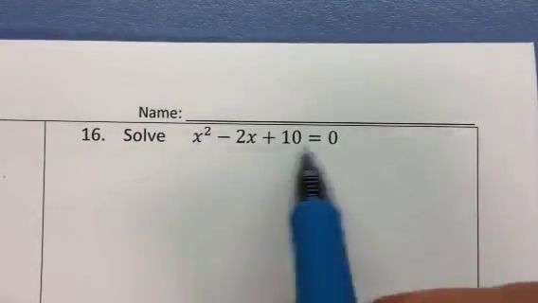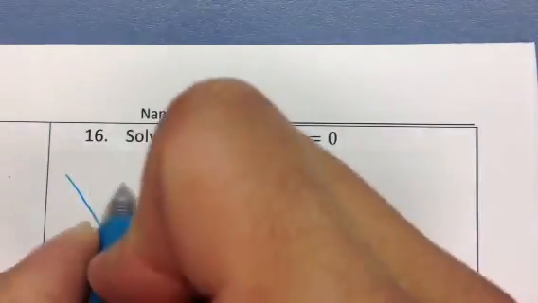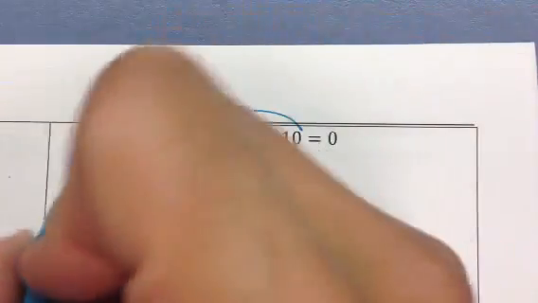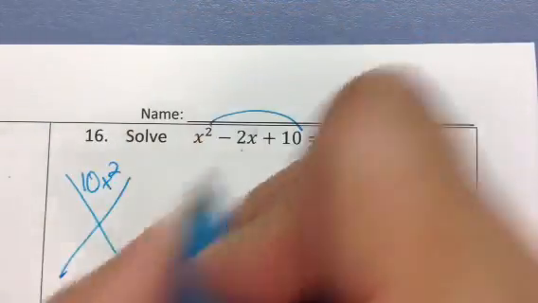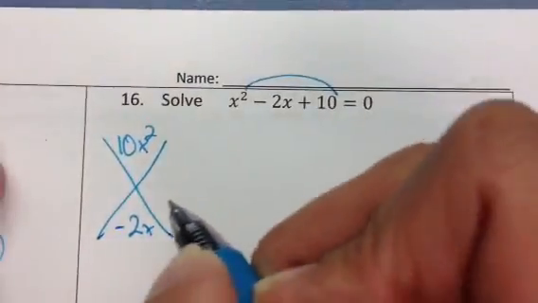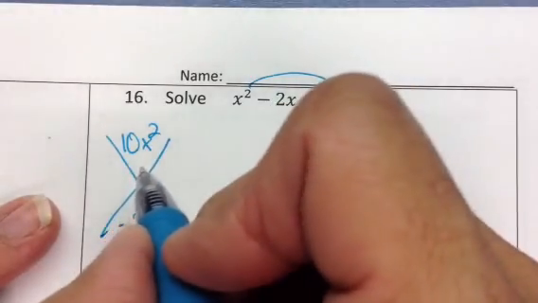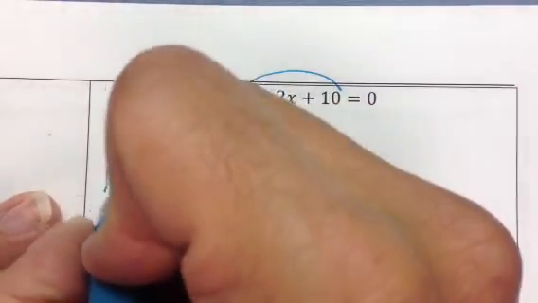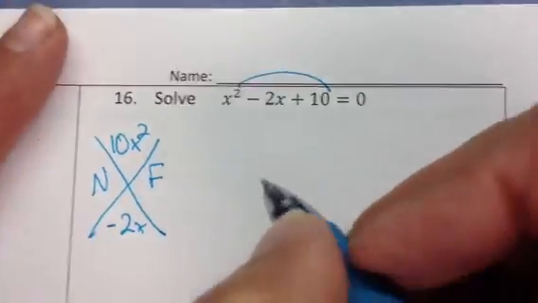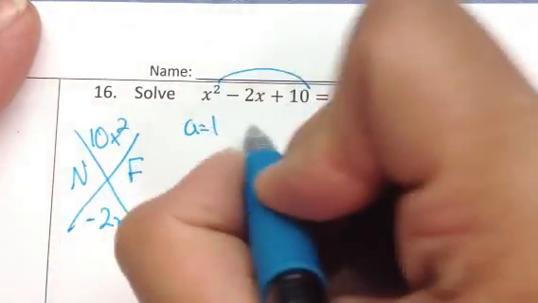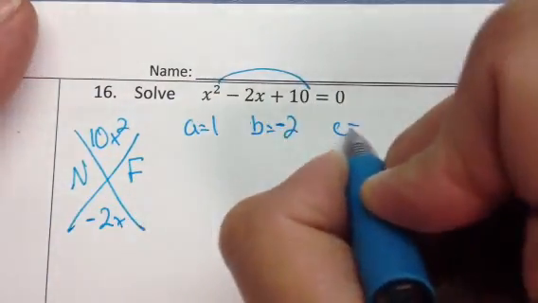All right, number 6, another solving one. I have more than one type of x. I'm going to try to factor. So we get x squared minus 2x plus 10. When I run my factor program, nothing's going to work. This is actually not factorable. So again, I'm going to do the quadratic formula. A is 1, b is negative 2, c is 10.